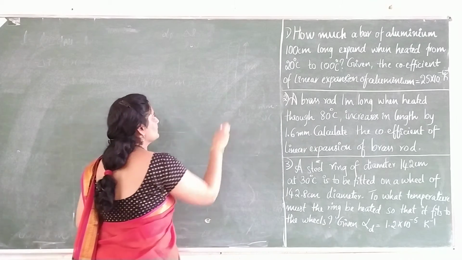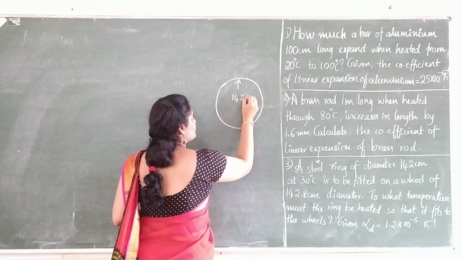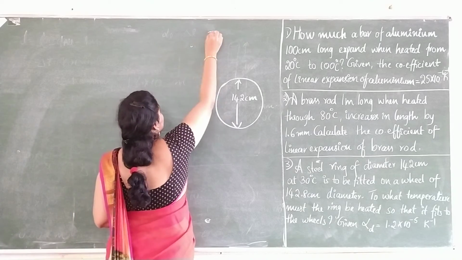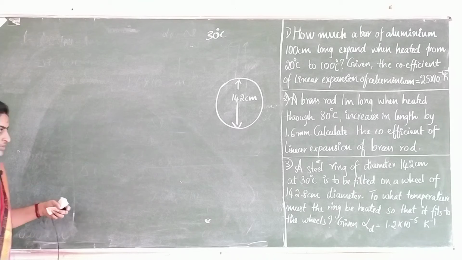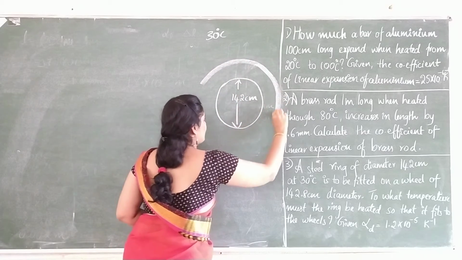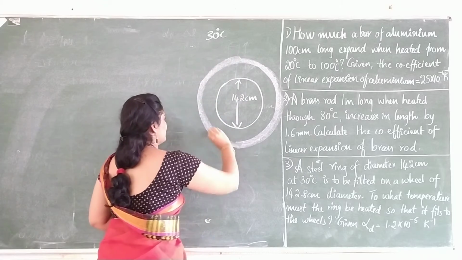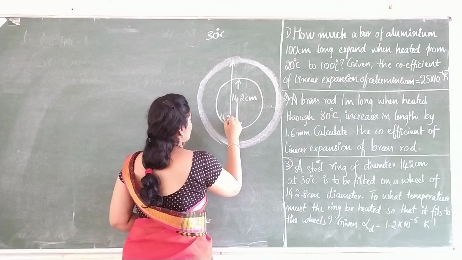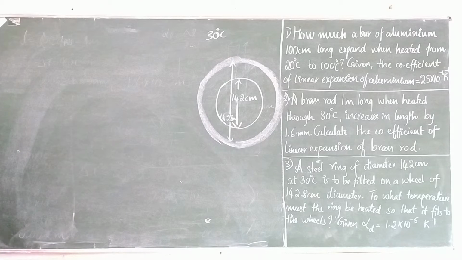So, there is a steel ring like this. The diameter of this steel ring is 142 centimeter, and it is initially at a temperature of 30 degree Celsius. What you have to do? You have to fit this steel ring on a wheel. There is a wheel like this. The diameter of this wheel is given as 142.8 centimeter.